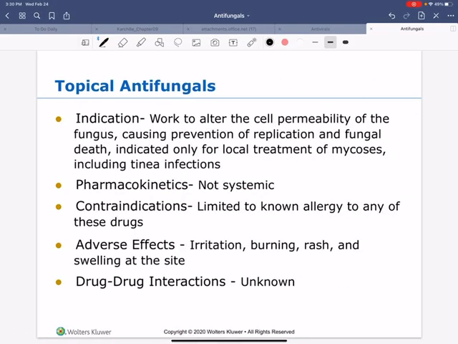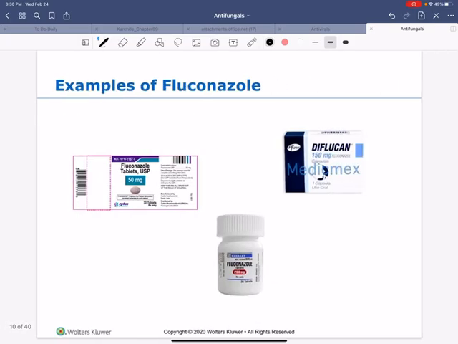So they alter the cell permeability, which I just talked about with the wall, and it's preventing the replication and fungal death. So it's for local treatment. Tinea infections is your fungus, like athlete's foot, tinea cruris, which is jock itch, on the scalp, in skin folds. It's not systemic. That's why they're pretty safe to give those. The only thing it could do is cause some irritation, burning, rash, and then we would just stop the medications.